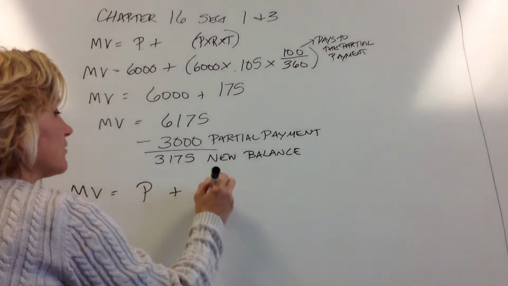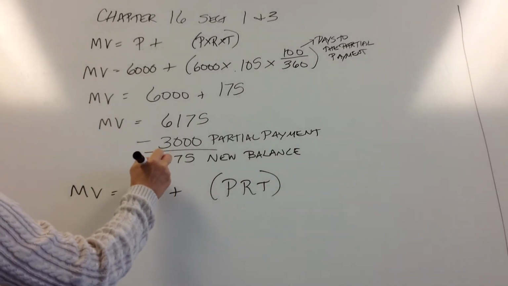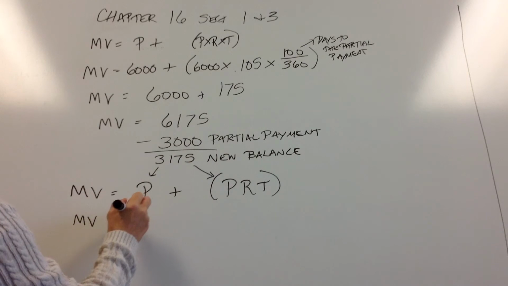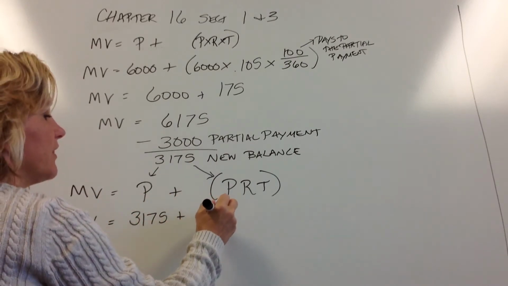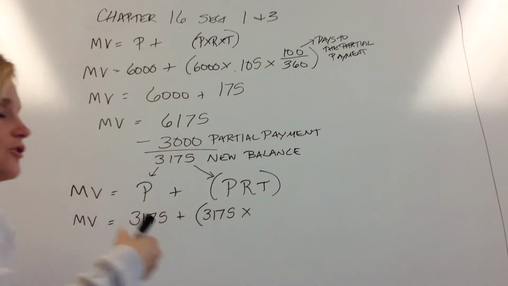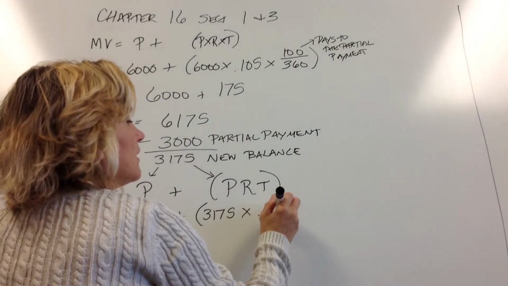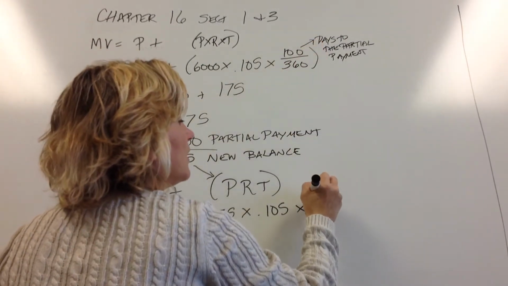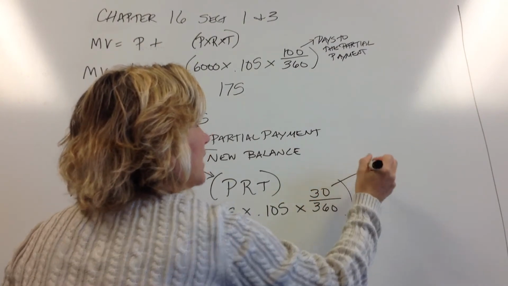So then we go back to our formula, but now this new balance becomes our new principal. So we've got $3,175. That's the amount they're going to be able to charge us interest on. It's still at the same rate. And then now our time is just 30 days. So that's our days remaining.